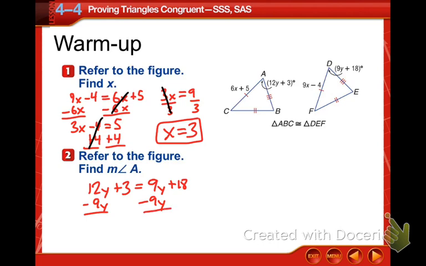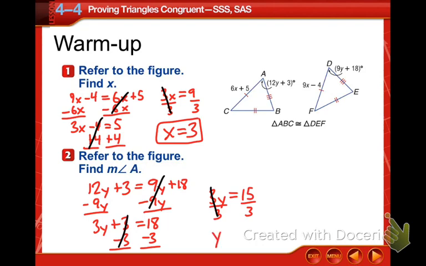Subtract 9y from both sides. 12y minus 9y is 3y, plus 3 equal to 18. And we subtract 3 from both sides. 18 minus 3 is 15, so 3y is equal to 15. And we divide by 3 again on both sides. y comes out to be 15 divided by 3, which is 5.